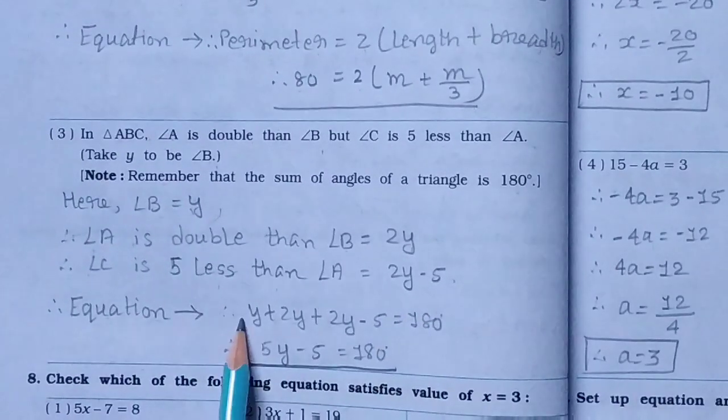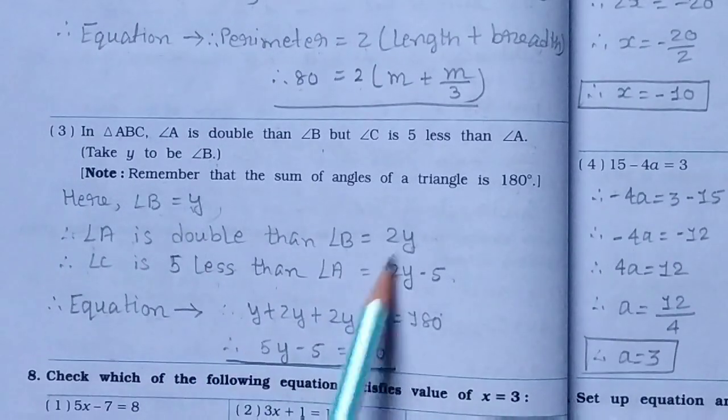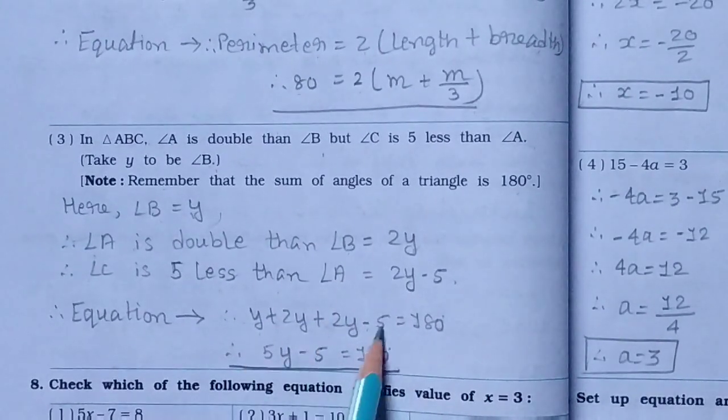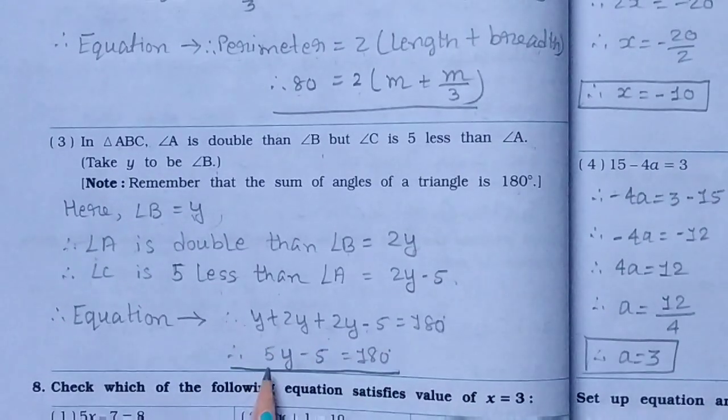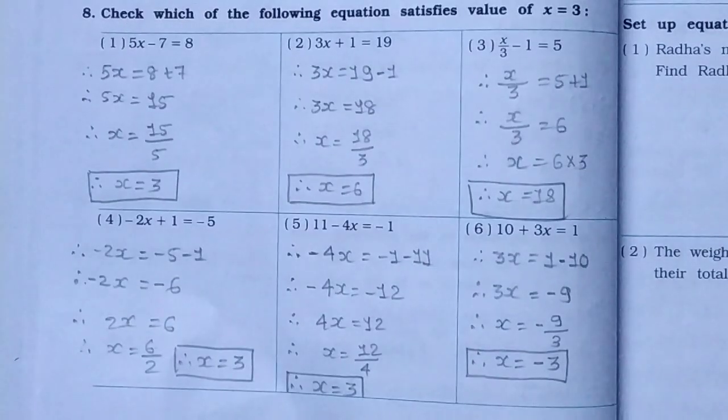Now what equation do we make with the 3 angles' total? First y, then 2y, plus 2y minus 5, is equal to 180 degrees. And all the y's total: 1, 2, 3, 4, that means 5. So 5y minus 5 is equal to 180 degrees.